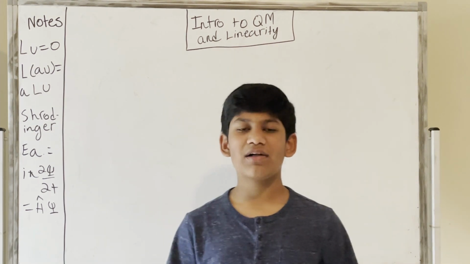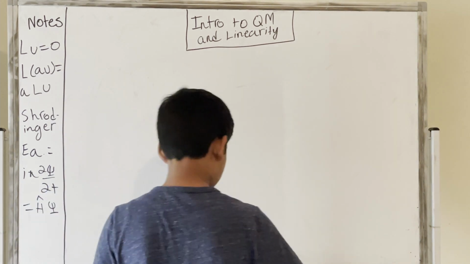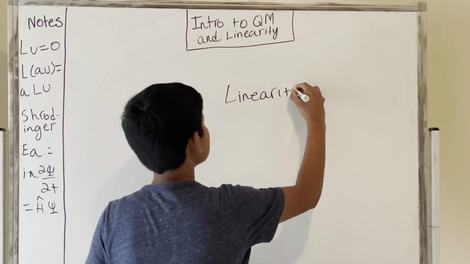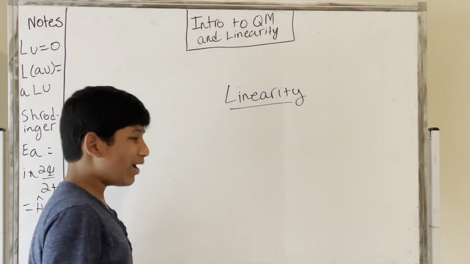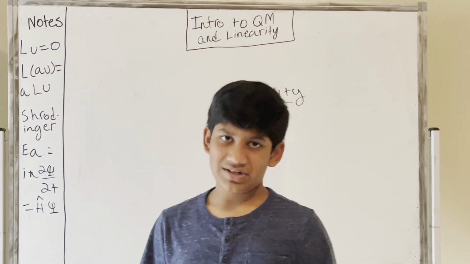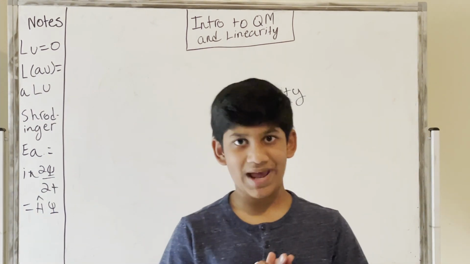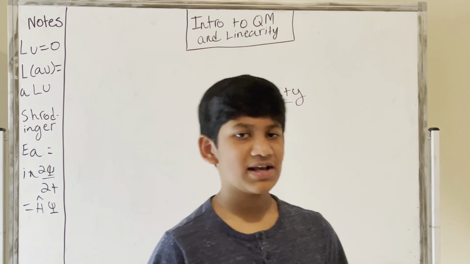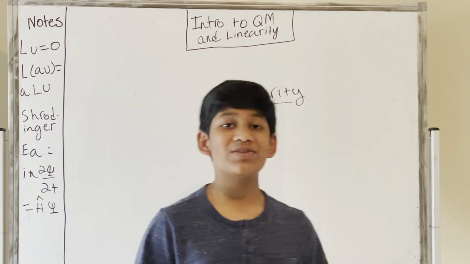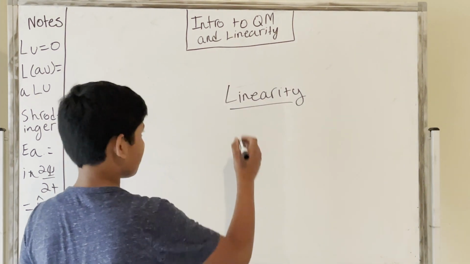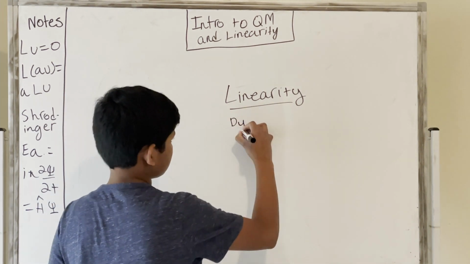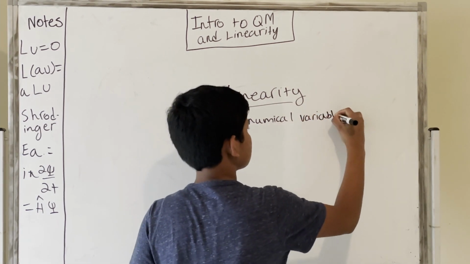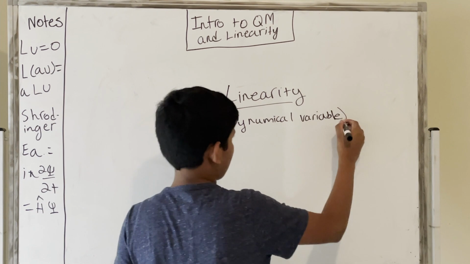So let's now talk about linearity. What is linearity? That's a good question. Linearity is not something which we have about a line. When we have a line, that's something different. Linearity is a little different because it's dealing with solutions. Linearity just states we have a dynamical variable, which we can just write over here.